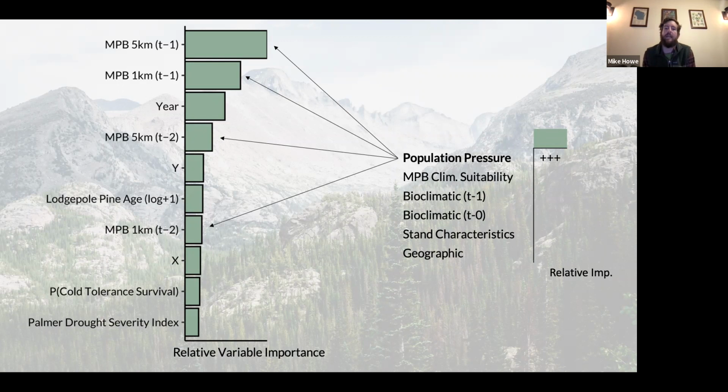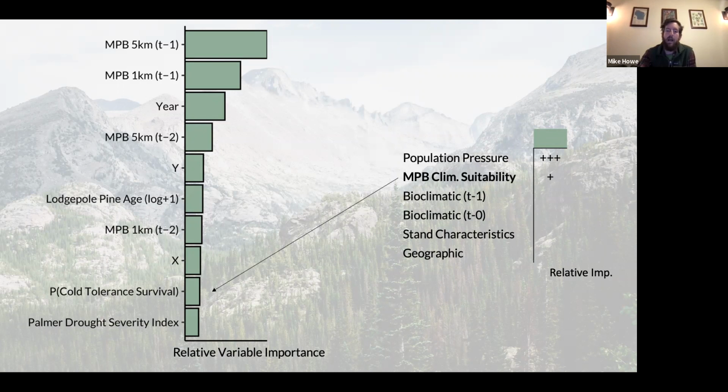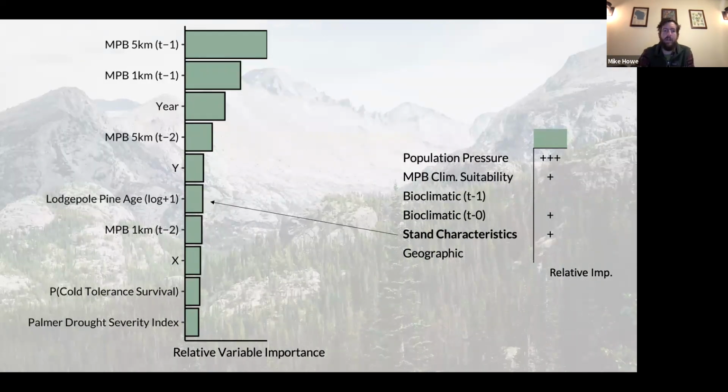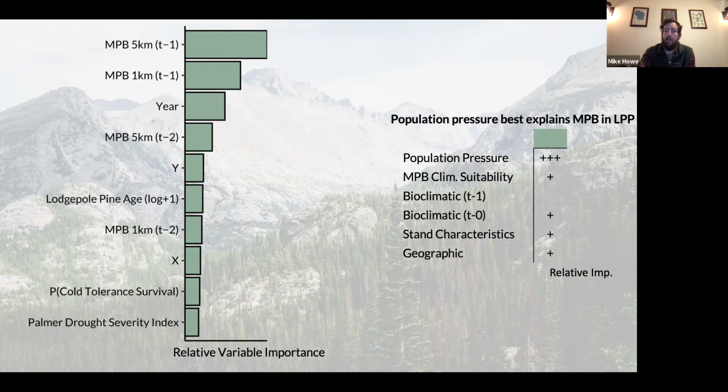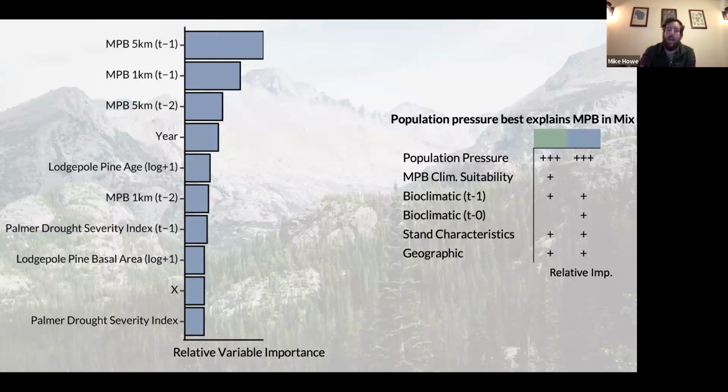But what we see for the lodgepole pine specific model is that population pressure is the best predictor of mountain pine beetle severity, followed by mountain pine beetle climatic suitability. Bioclimatic factors don't seem to be all that important, at least in year T-1, but may be important in year T-0. And then also we have some evidence that stand characteristics and geographic information are important, but they're all dwarfed by population pressure. We see a pretty similar pattern in mixed stands, where again, population pressure is the best predictor and provides the best 3 variables for explanatory power.